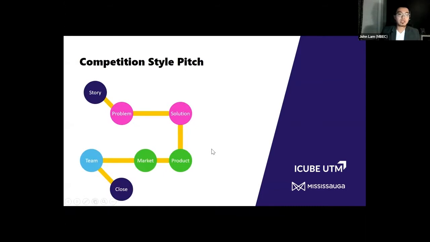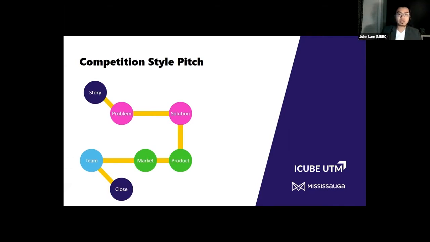So jumping right into it, the types of pitches that you might be familiar with. The first one is competition style pitch. And primarily today, we're going to be talking about this competition style pitch to prepare you for the Saga pitch, for those of you who are going to be entering that particular pitch competition, and also to prepare you for other pitch competitions that you might be entering as well.